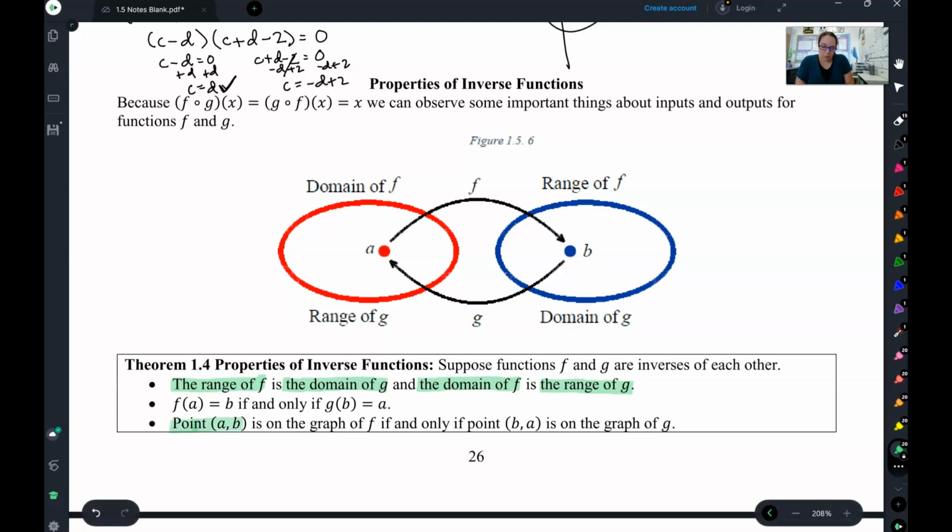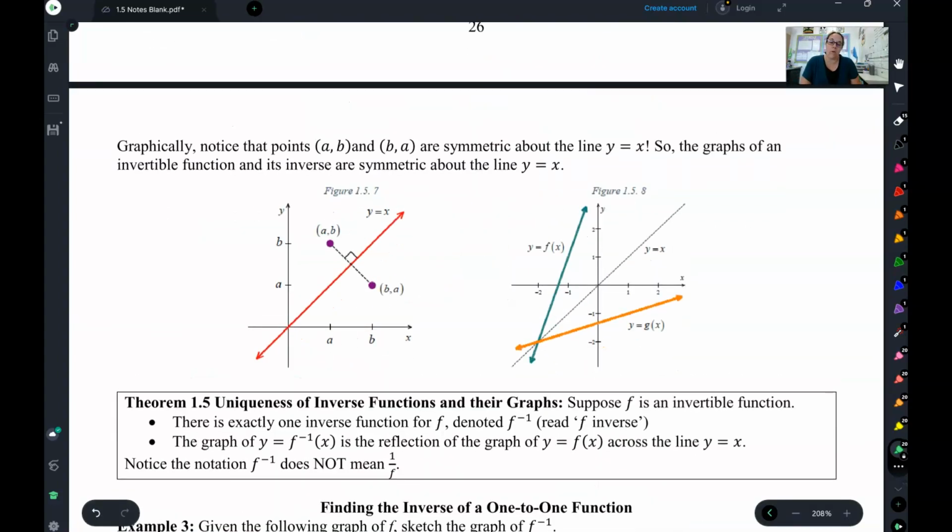Next, if point AB is on the graph of f, then point BA is on the graph of the inverse. This leads us to a very important rule about graphs of inverse. If this is the graph of your original, this would be the graph of your inverse. And that should show you that graphs of original and inverses are symmetric across the diagonal line y equals x.